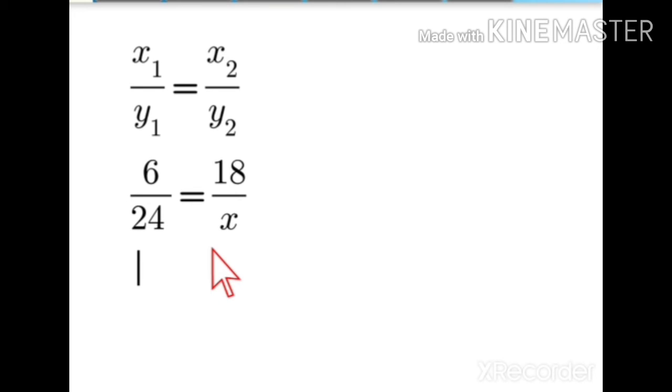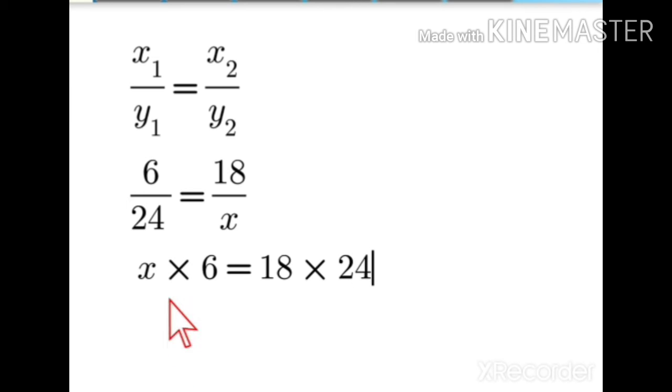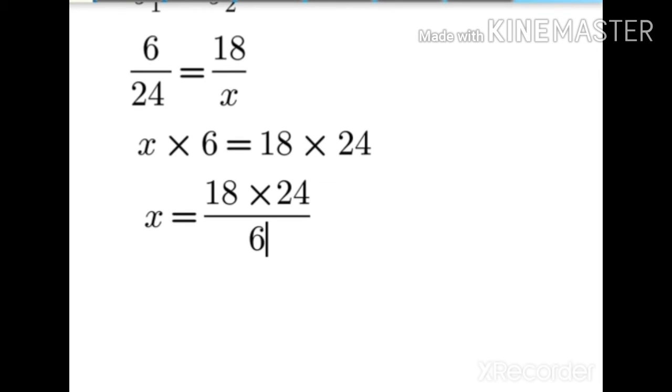Now we are going to cross multiply, that is x into 6 equal to 18 into 24. Next we are going to find the value of x. So the 6 will move to the right hand side as a division. So x equal to 18 into 24 by 6.